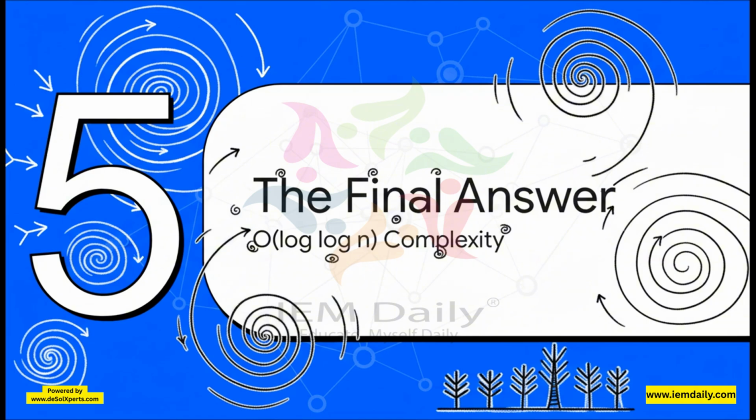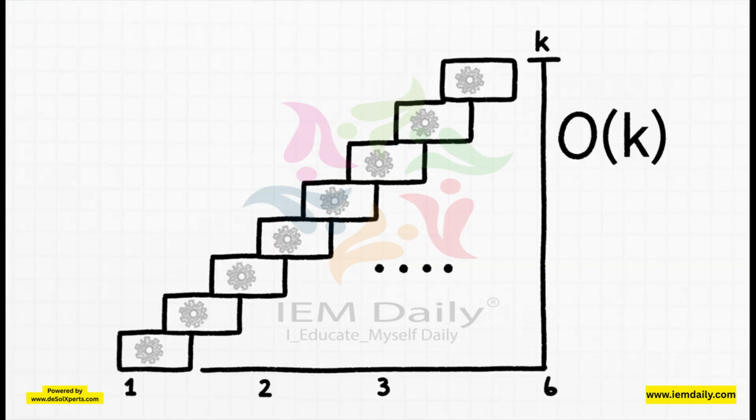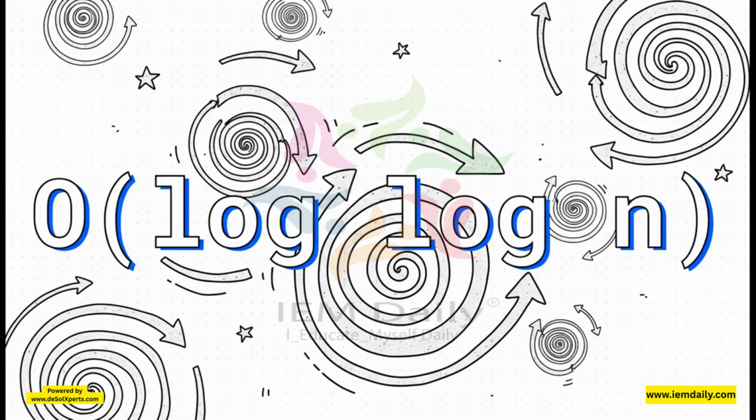And now that we have that, we can finally state the time complexity of this recurrence. And it's a famous one. It's called O of log log n. So why is k the answer? Well, just think back to our general formula. It was T of n plus k. That k represented the total work done over k steps. So the total time it takes, T of n, is basically just proportional to k, which in big O notation we just write as O of k. And because we just proved that k is equal to log log n, the final complexity is O of log log n. And let me just say, this is an incredibly efficient time complexity.